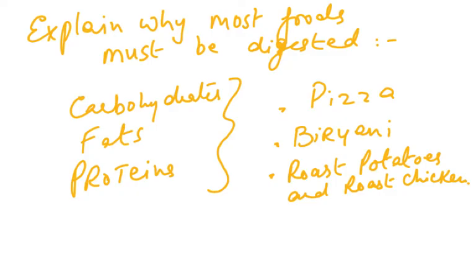If you're having a pizza, we've got the dough, which is made up of flour, and the flour is starch. Starch needs to be digested. If you're having biryani, where you're having chicken and rice, well, chicken is a protein that needs to be digested to amino acids, and the rice contains starch that needs to be digested to glucose before it can be absorbed into the blood. Similarly, if you are eating a meal of roast potatoes and roast chicken, well, potatoes is starch and chicken is protein. Nothing can enter the blood unless it is digested. So why must most foods be digested? Because basically the bulk of our food is made up of carbohydrates, fats, and proteins.